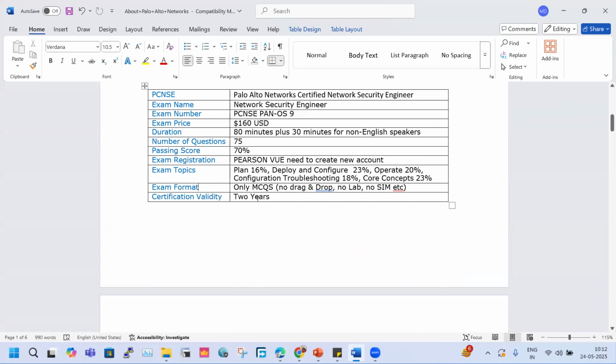Is it important to clear this certificate? Yes, it's important if you have the knowledge and if you want to boost your career in the network security domain. Good companies always prefer engineers who have global certifications, right? If you have a certification, you will be preferred over other candidates in the market. So it becomes essential for you to clear the exams, right?